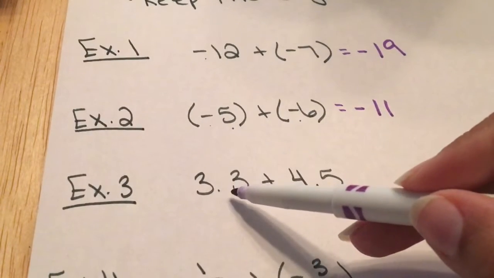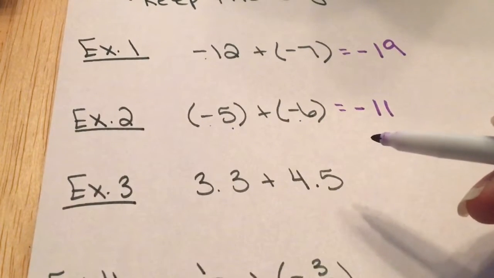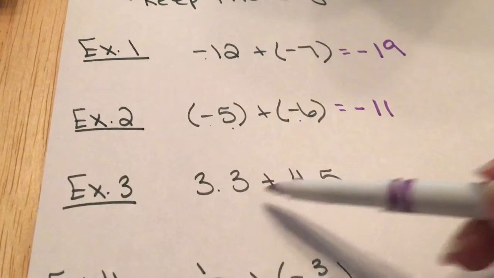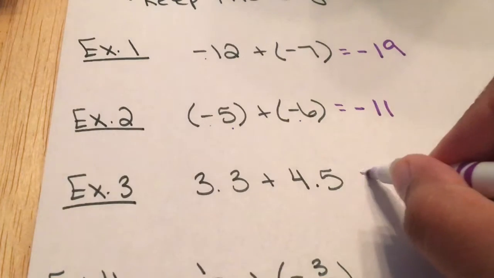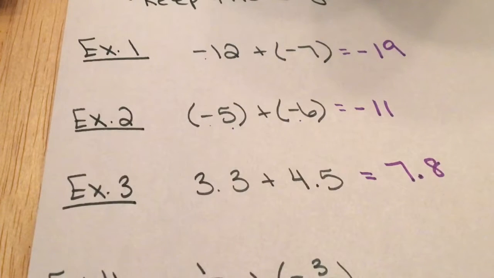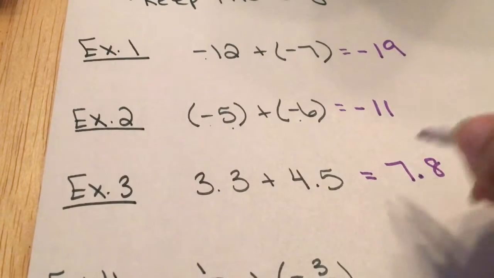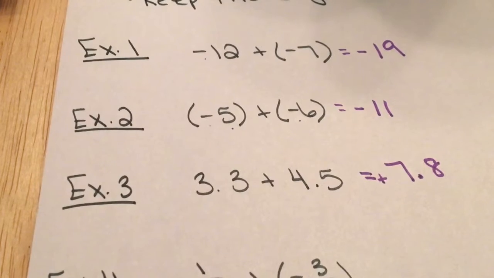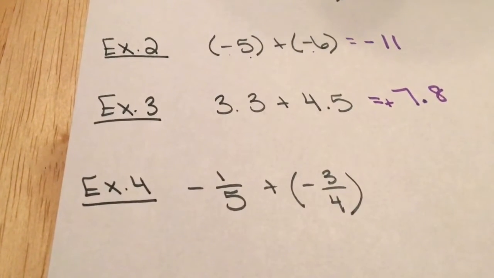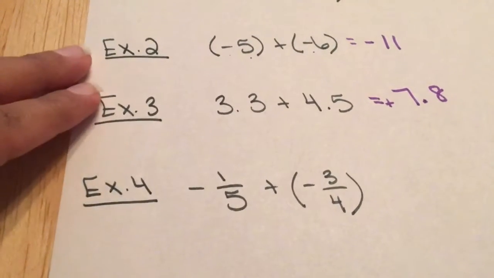We have 3.3 plus 4.5. These are understood positives. Whenever we don't see a sign in front of them, they're going to be understandably positive. So again, the signs are the same, so we're just going to add the numbers. 3.3 plus 4.5 is going to be 7.8, and we're going to keep the sign. We don't need to write a positive sign like that, but if we wanted to, I suppose we could. It's just not necessary. And our last example, yay, everybody's favorite, fractions.